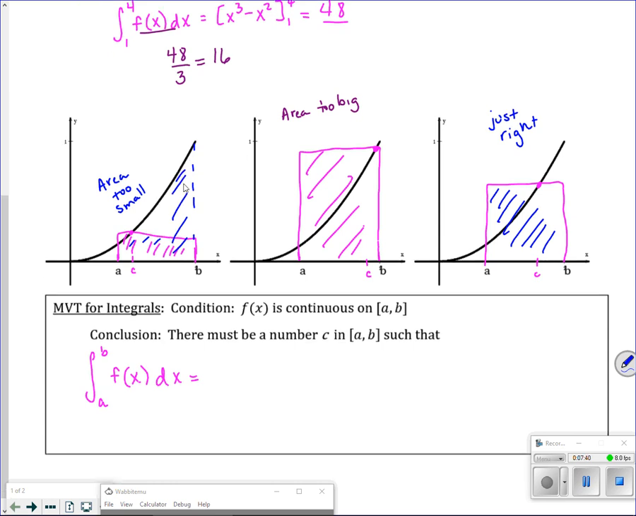So what does the MVT say? It says that there is some value of C between A and B, and technically it could be an endpoint depending on the curve, though it usually isn't, such that the actual area is equal to the area of the perfect rectangle.